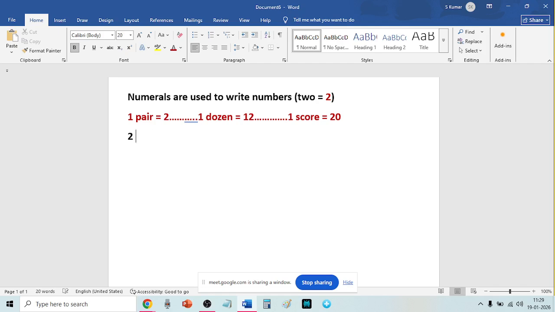So if you are given 2 dozens plus 3 pairs, what do you write? 2 dozens plus 3 pairs. What do you write for 2 dozens? What number will you write for 2 dozens?